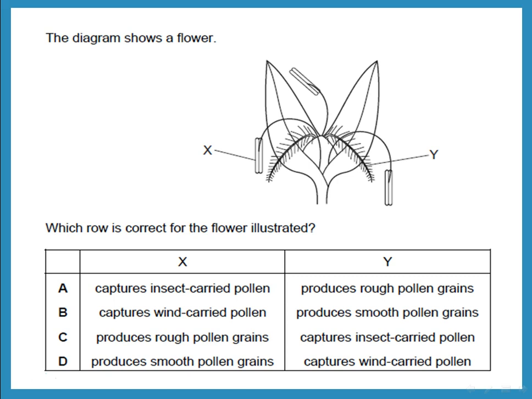What is Y? Y is the feathery stigma. Now, what is its function? Captures the wind carried pollen. So my answer is D.